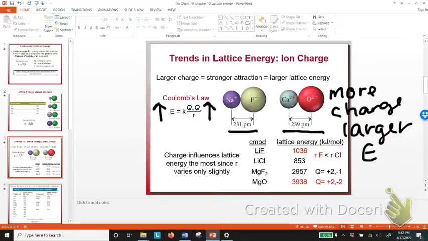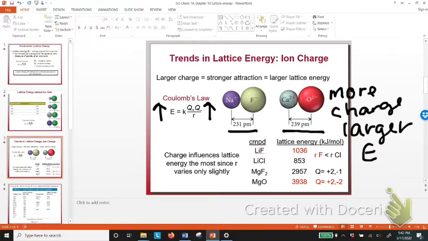Now, the charge will influence the lattice energy more than the radius will. The reason for this is that if you have a +2 charge versus a +1, you're doubling the charge. But the radius will not vary as significantly. So if you have to decide between charge and radius, always go with the charge.